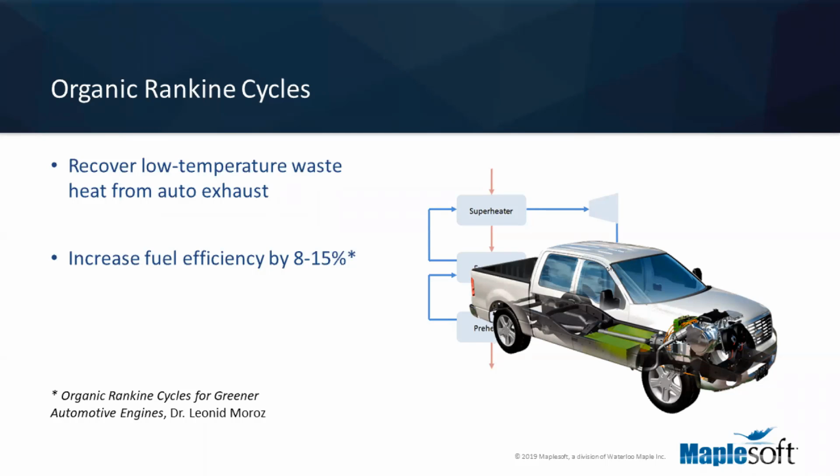For example, despite recent advances in automotive fuel efficiency, a large amount of energy is still lost as waste heat through the exhaust. Now, there's a significant amount of research investigating the use of a thermodynamic process called an organic Rankine cycle to recover this waste heat and turn it into useful work. This useful work can be delivered back to the engine or used to drive a generator to provide electrical energy.